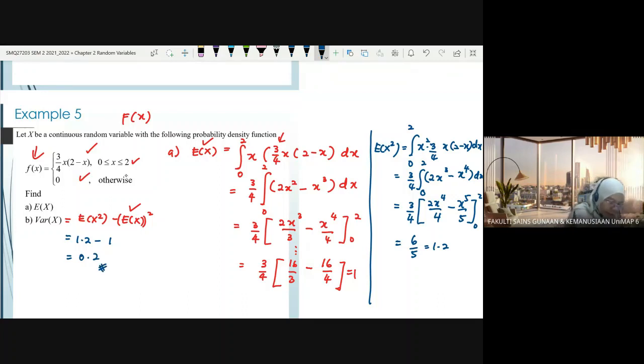What about the standard deviation of x? Standard deviation, I just use the symbol here. So what is your answer? It's the square root of 0.2, right? Is it 0.4472? Is it correct? Yes. Correct, right?